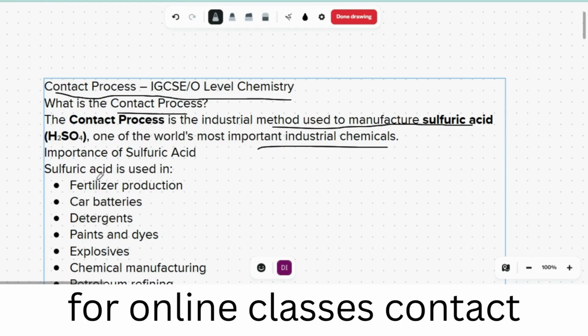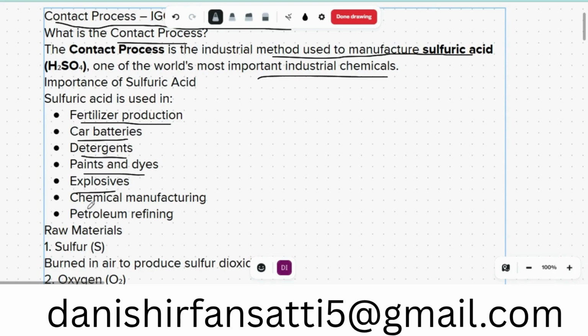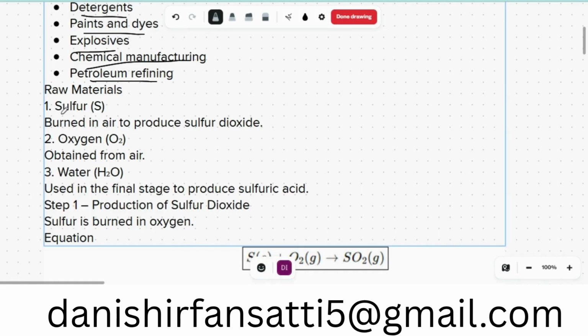Importance of sulfuric acid: sulfuric acid is used for fertilizer production, car batteries, detergents, paints and dyes, explosives, chemical manufacturing, and petroleum refining. The raw material is sulfur, burned in air to produce sulfur dioxide. Oxygen is obtained from air, and water is also available, used in the final stage to produce sulfuric acid.